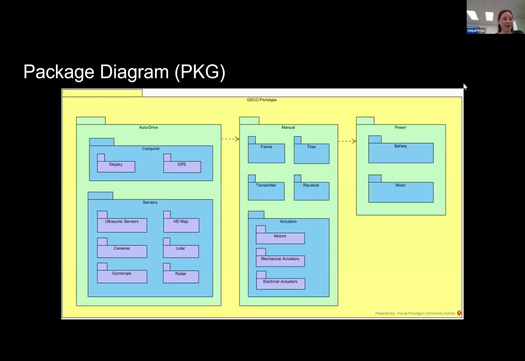Then I have my package diagram. The main categories were just auto drive, manual, and power. And then auto drive had computer and sensors. Manual had actuators, transmitter, receiver, frame, and tires. And then power has the battery, the electric battery, and then the motor, which is more like the traditional gasoline engine that it would need it for. And then those are broken into further groups as well.